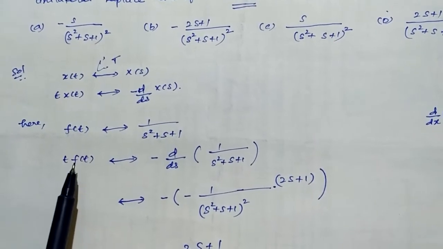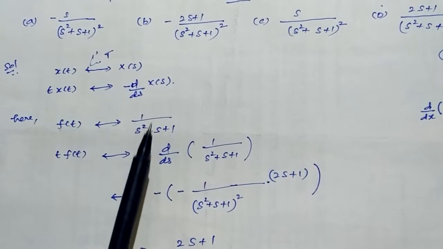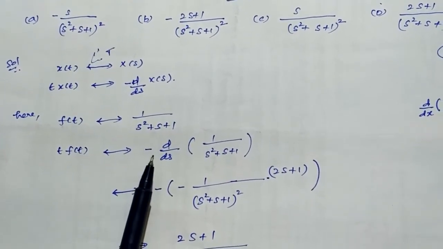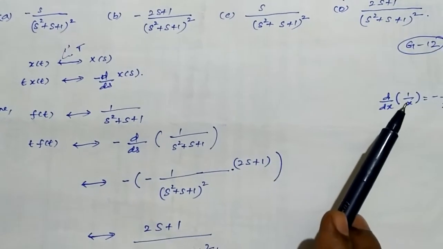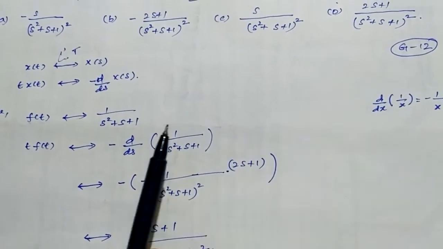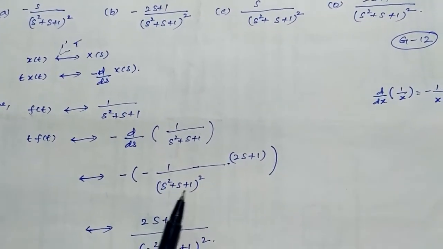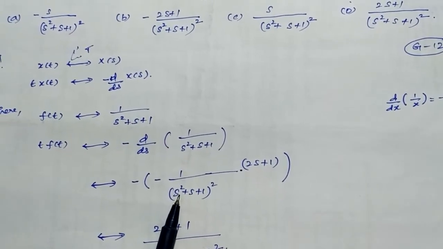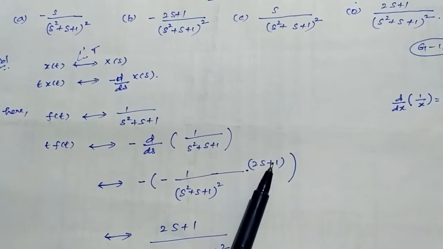Now this function is multiplied by t, so according to this property, we differentiate this function with respect to s and put a minus sign in front. So minus the differentiation of this function. The differentiation of 1 by x is minus 1 by x square. Then inside, the function is in terms of s, so differentiating s square gives 2s, and differentiating s gives 1.